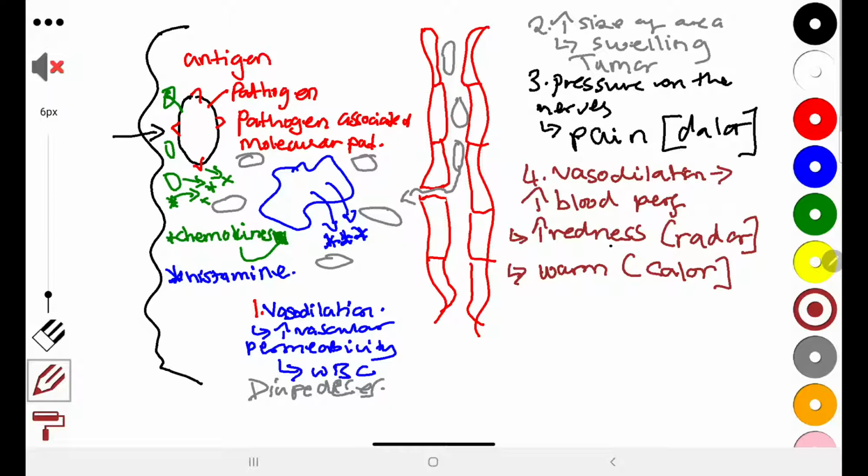So at the end of the day, you're going to have an area that is swollen and painful, as well as redness and warmth being felt on that area. And now we understand why you're able to see all of those things. So what is the response of the phagocytes in such a situation? We're going to look at that in the next video.